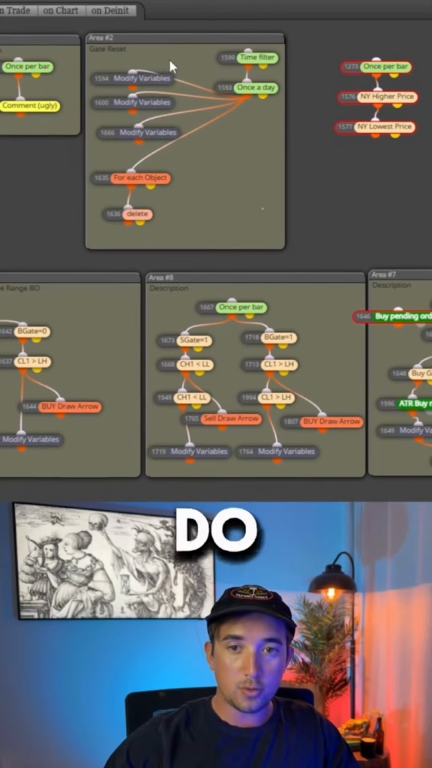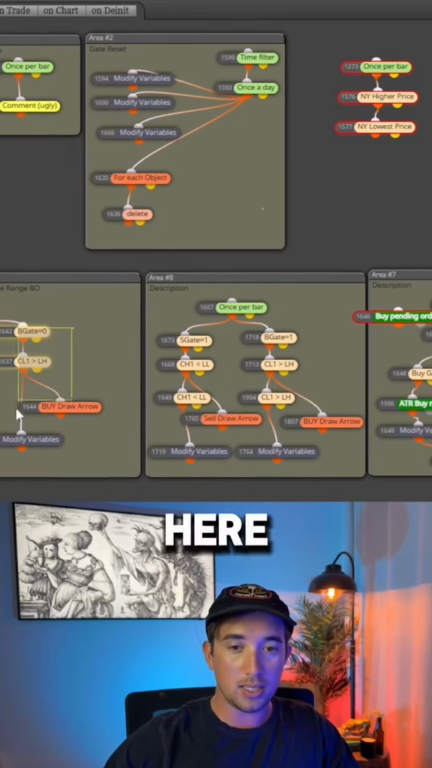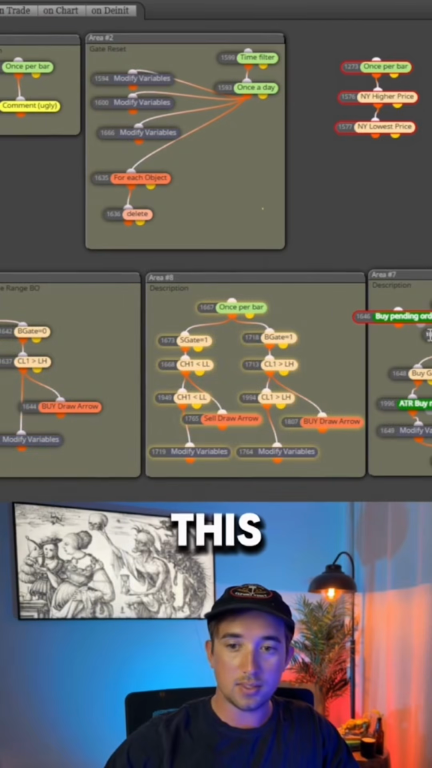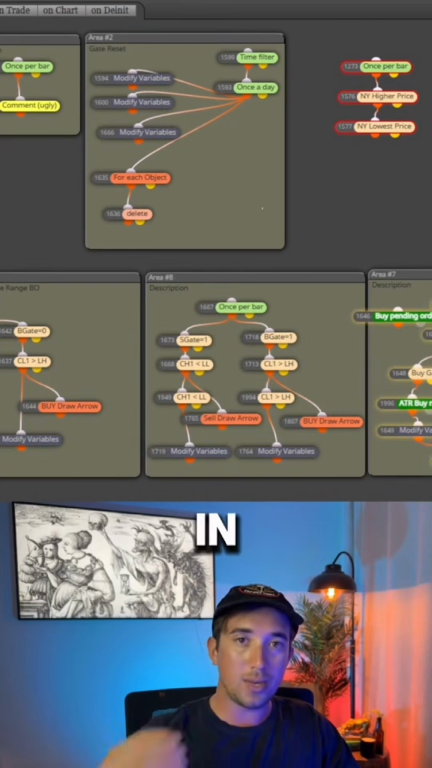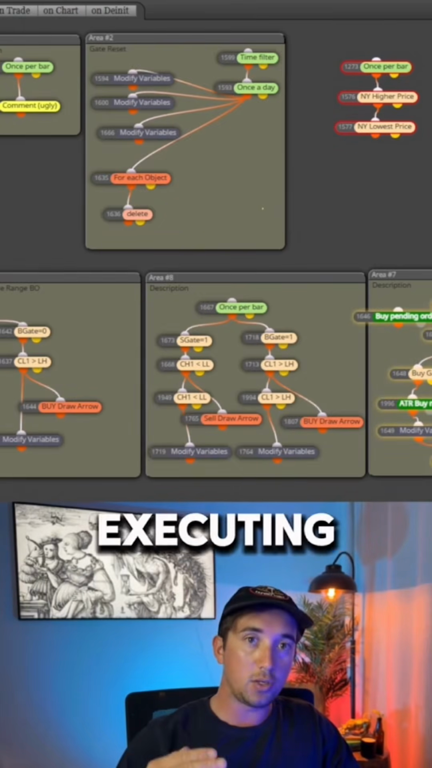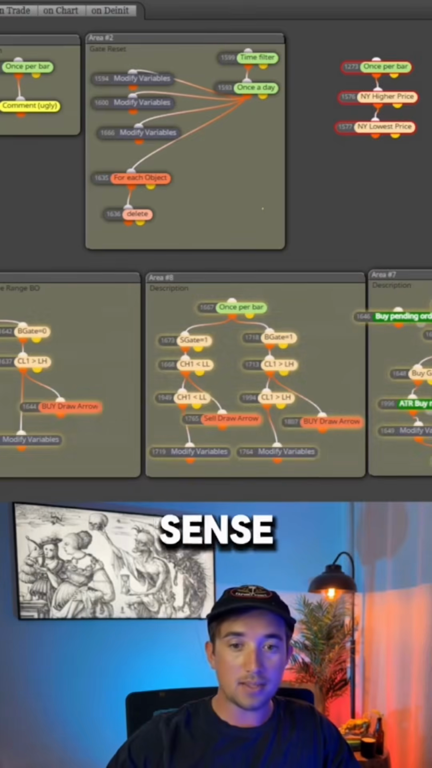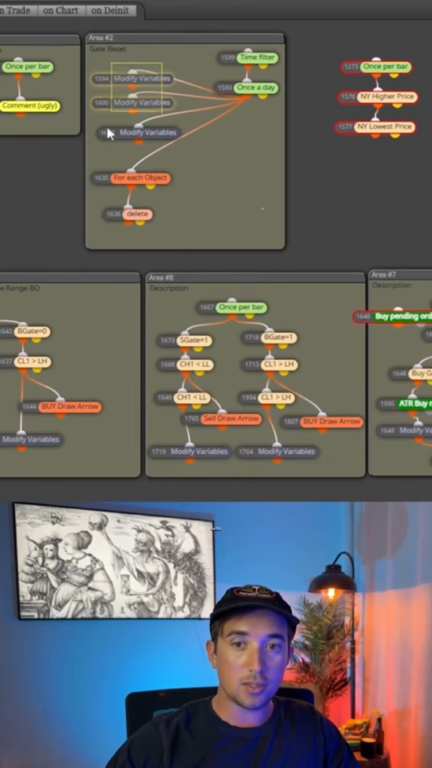What these do is allow this set of blocks here to happen first, then this, then finally this. So in order to make sure that the strategy's rules are met, then executing, then waiting for the next rules to be met, then executing. It makes the system make sense, essentially. So these are just gates.